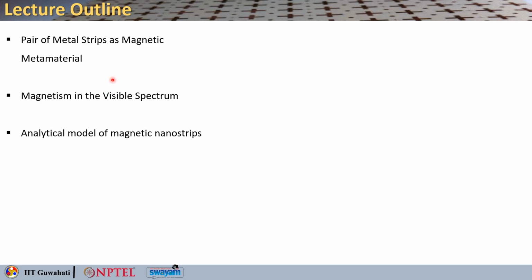Today's lecture will continue our discussion on metallic nanostrips for magnetism. So, here is the lecture outline. We will continue the discussion on the pair of metallic strips as magnetic metamaterials that you have seen towards the end of the last lecture. We will see how we can have magnetism in the visible spectrum, and then we will develop an analytical model for those magnetic nanostrips that gives us a better idea of what we are doing.